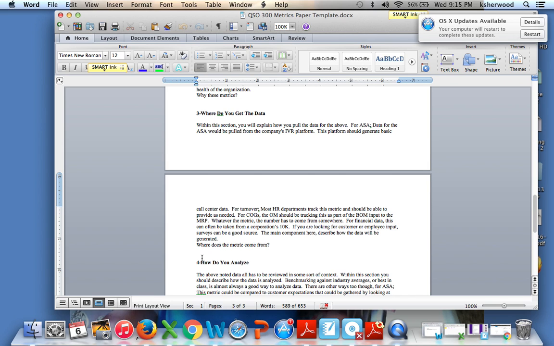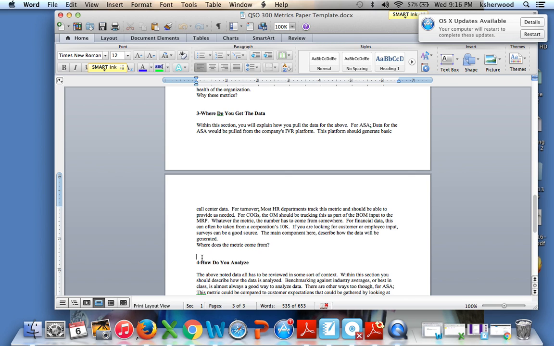If you're looking at cost of goods or cost of components, think back to your MRP ERP system. Those track your inputs. Remember, the MRP ERP breaks down your good into parts and then tells you what your parts cost. That's obviously the key consideration when you're looking at a manufactured good. If you're looking at any sort of financial metrics, generally you can get them from a corporation's 10K, if it's a corporation, since they have to file that. If you're looking at customer service or employee metrics, you can often do surveys for your data source. There are a lot of different data sources.